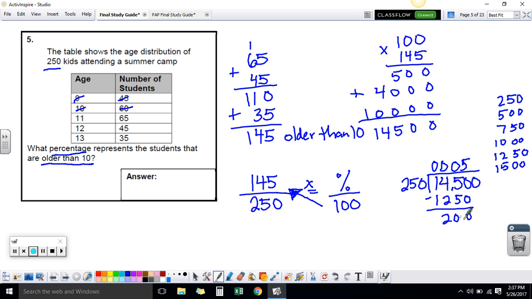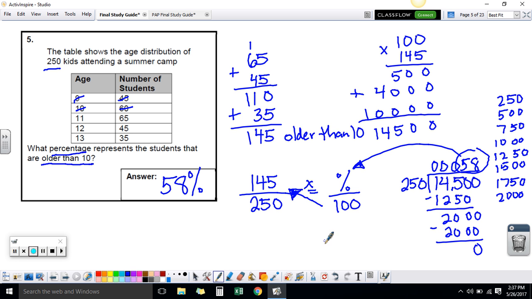Subtract, bring down a 0. Okay, got to keep going. 1, 2, 3, 4, 5, 6, plus another 250 is 1,750. And then another 250 is going to give me 2,000. So that's 8 times 250 is 2,000. And so that means our percent is 58%, because we were solving for this guy right here. So number 5, 58% of the students are older than 10.